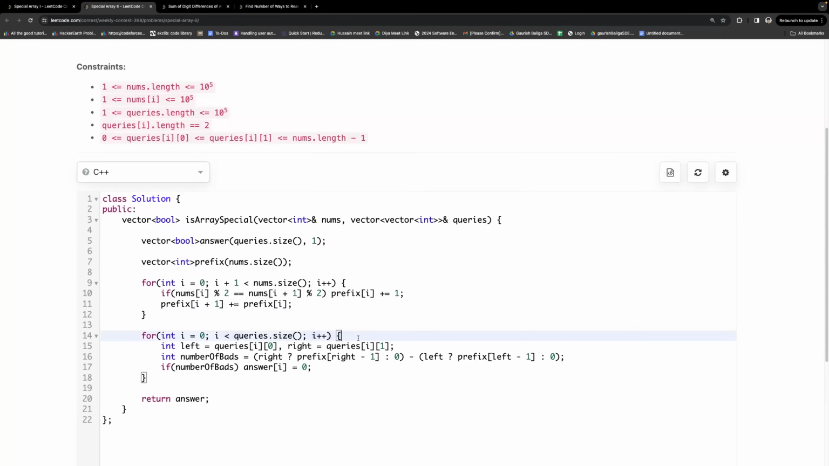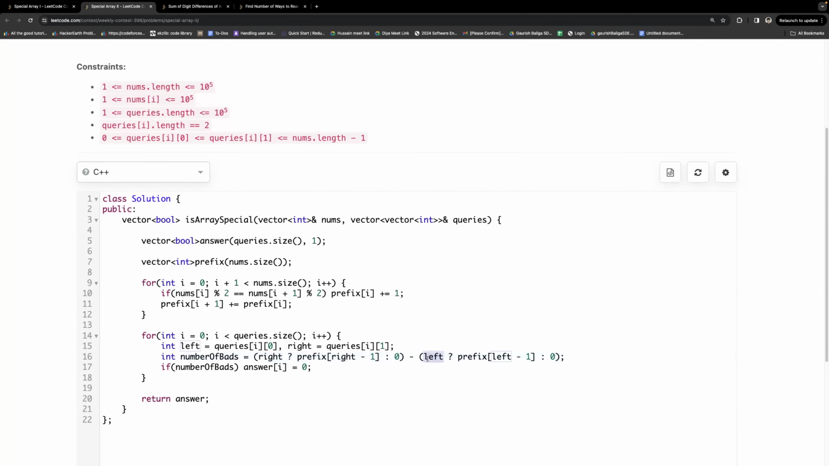Then I'm iterating over the queries. I have left, I have right. In left, you have queries I0. In right, you have queries I1. Number of bads. Number of bads is the number of indices that don't follow our constraint. So if right is greater than or equal to 1, because we are trying to access right minus 1, right? So we don't really want this to become minus 1. So if right is greater than 0, then it is prefix of right minus 1, else it is 0.